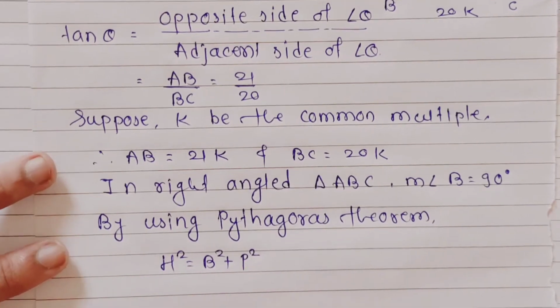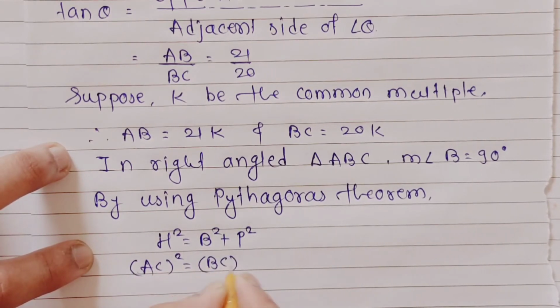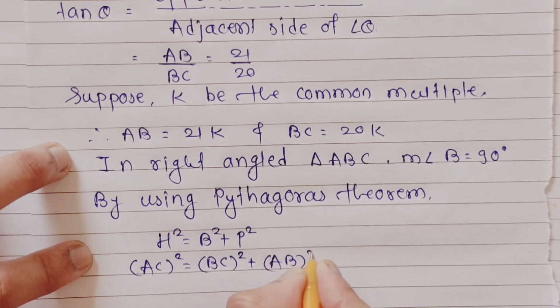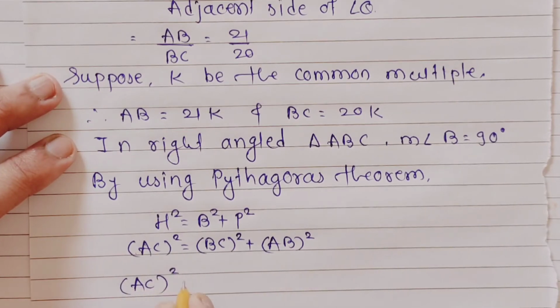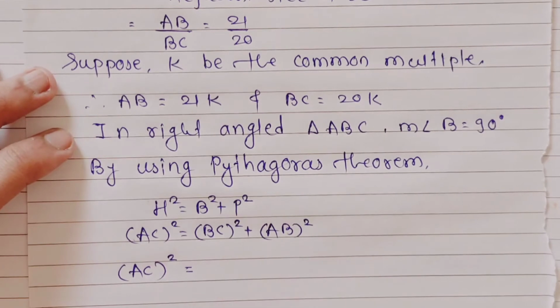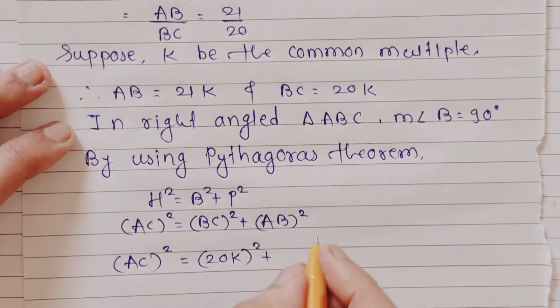So hypotenuse square, that means AC square, is equal to base square, that means BC square, plus perpendicular square, that means AB square. Is it clear? Simply values have to be put. AC square, right as it is, we have to find out the length of AC. So it is equal to BC square, that means (20k) square, plus AB square, that means (21k) square.